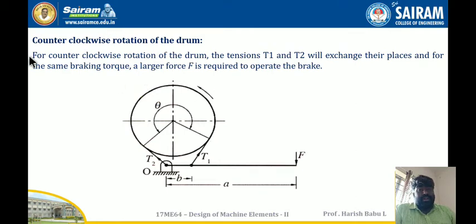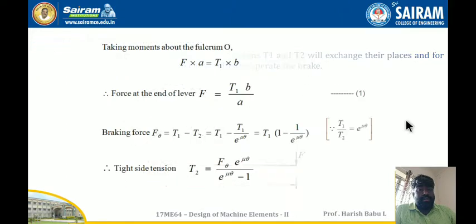If it goes in the counterclockwise direction, tensions T1 and T2 exchange their places for the same braking torque, and a larger force F is required to operate the brake. Taking the moment again, F into A will be equal to T1 into B. So the force at the end of the lever will be F is equal to T1 into B by A. So F theta is equal to T1 into (1 minus 1 by e to the power of mu theta). So the tension on the tight side will be F theta e to the power of mu theta divided by (e to the power of mu theta minus 1).